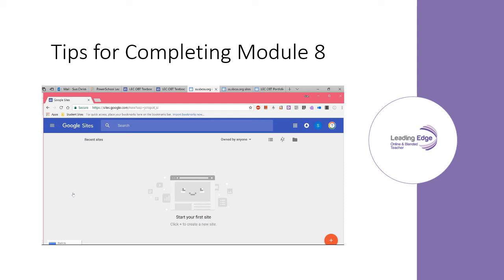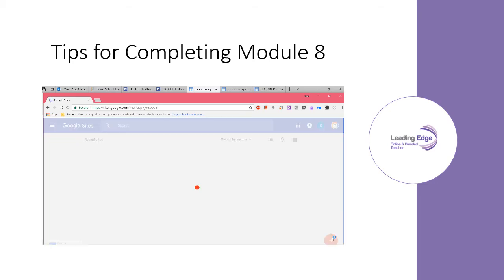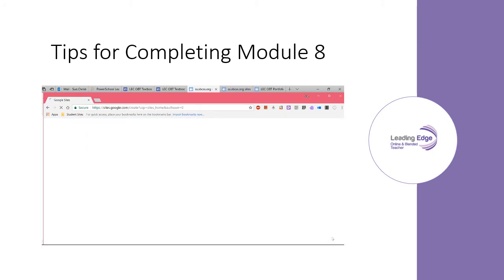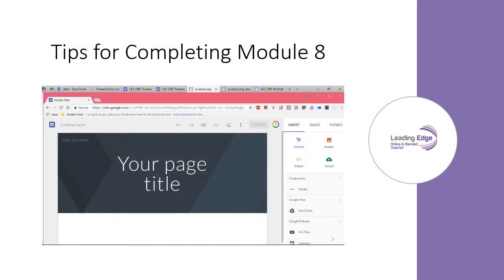Okay, so once you're in the new Google Sites, it's super easy. It's really easy to use. Click the plus to create a new site. So if you look down lower right here, see a red circle, it says create new site when I hover over it. I'm going to click that. When I click it, it's building a new site in edit mode.